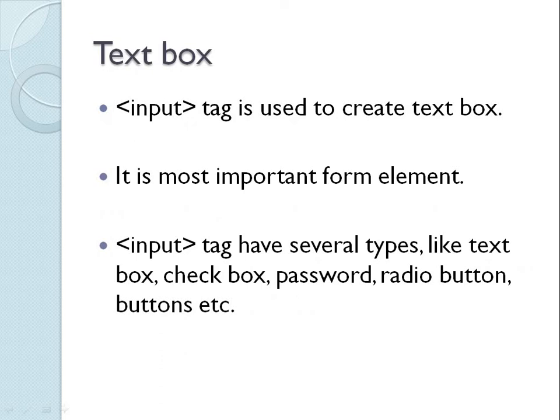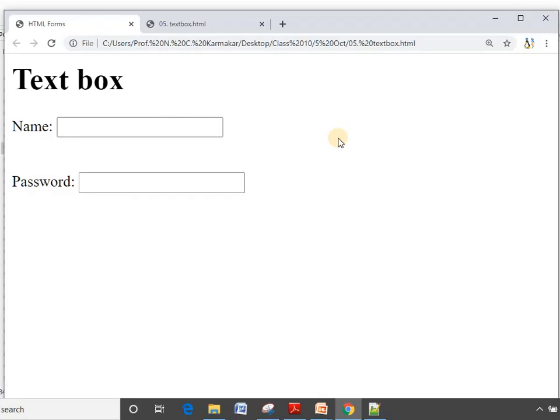Now the text boxes. How can we create the text boxes on the HTML page? The input tag is used to create the text boxes. It is the most important form element, and the input tag has several types like text box, checkbox, password, radio button, normal button, etc. See the codes, because without seeing the example. See, this is the text box. Here we can write anything. Here, whatever we are writing is not visible. Okay, very good. So this is the password type and this is the normal text box.